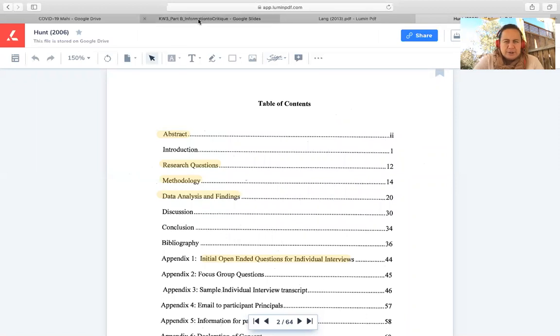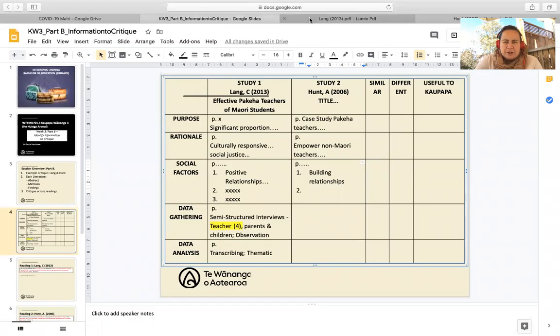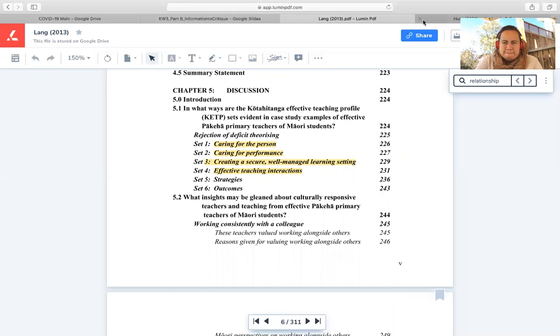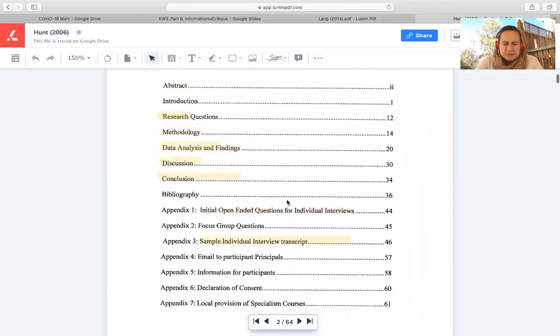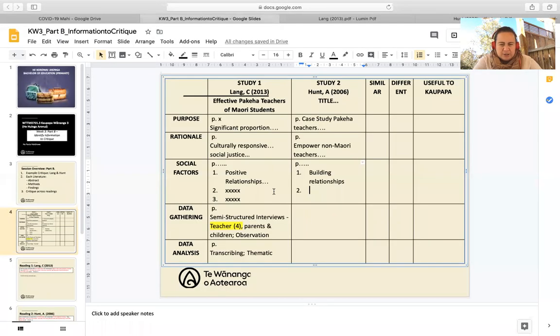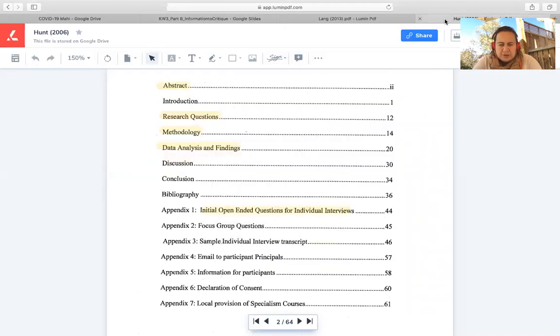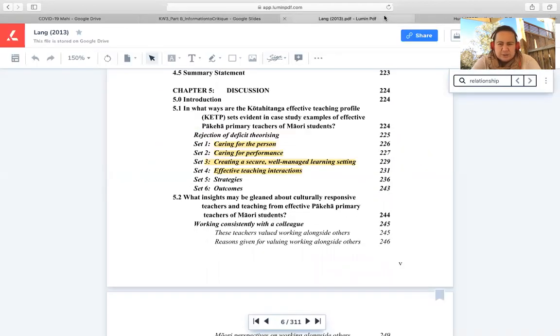Now, sorry, just had a moment. Findings. So even here, initial open-ended questions for individual interviews. So here, again, put the page here, individual interviews. What else did she say? Open-ended questions.